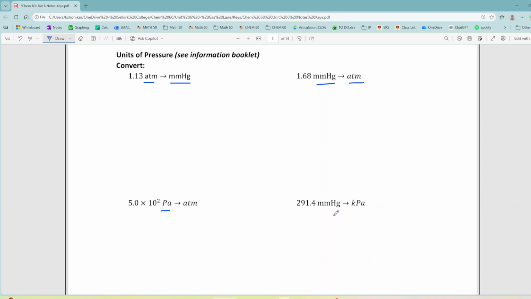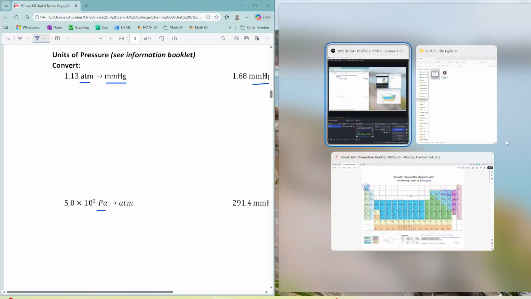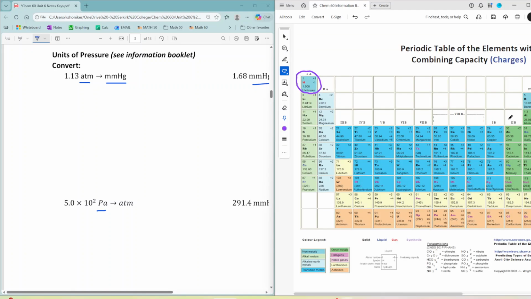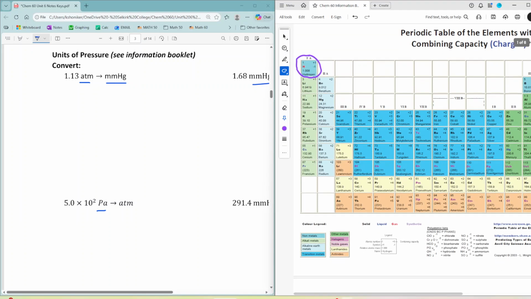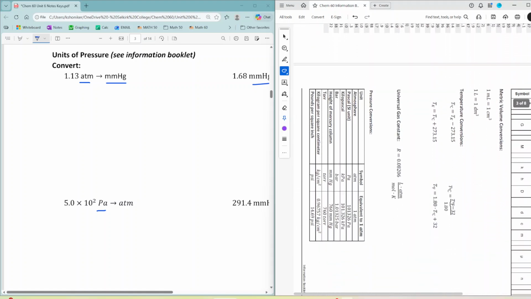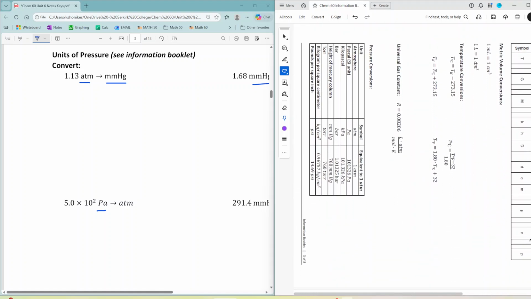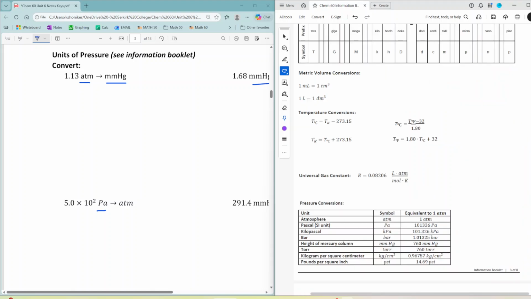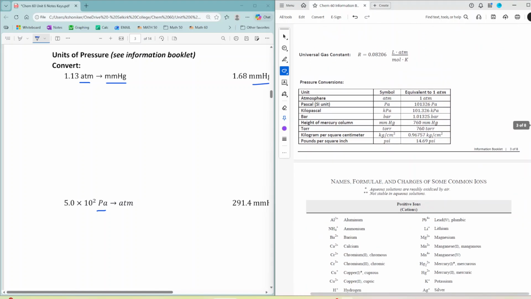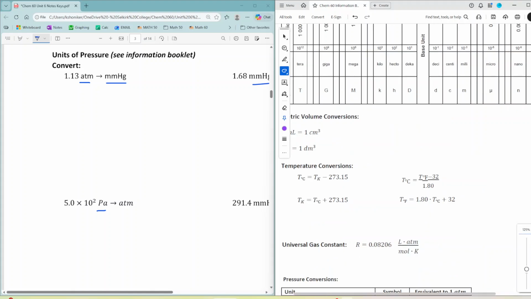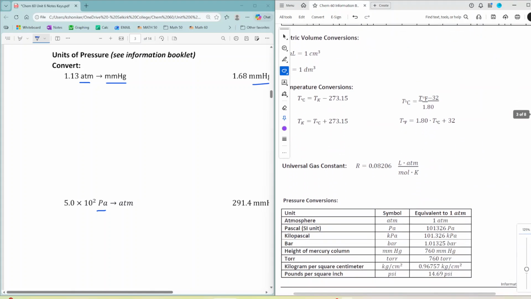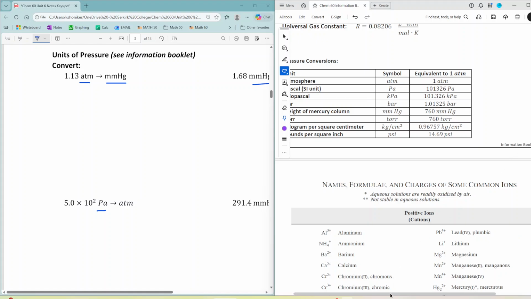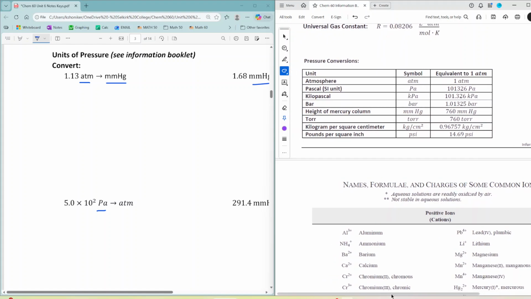So the way that we're going to do this is we're going to use our formula sheet. So I'm going to split my screen here. There it is. Okay, and then I'm going to go down to this page. So I'm looking for this table. Okay, and then I'm going to zoom in on it a bit. Okay, so these are our different units of conversion.